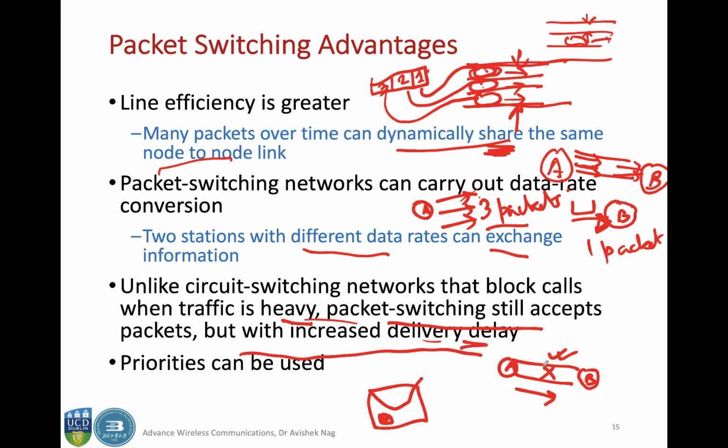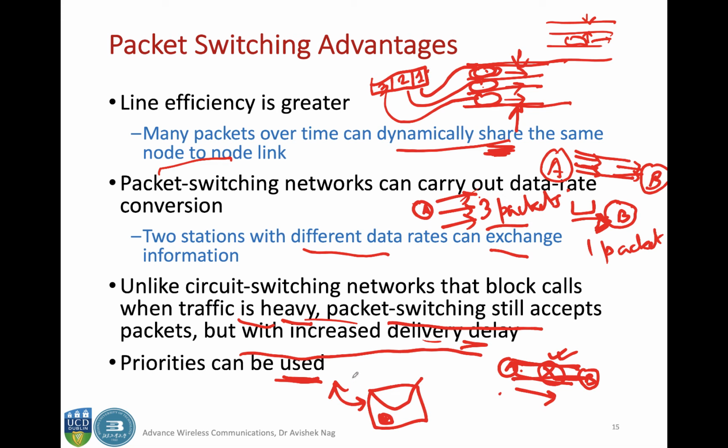But in case of circuit switching, you have established a dedicated road, and if that road is busy delivering other communications, then you cannot use this road. You have to wait until this road becomes free. So that's what is said here. Unlike circuit switching networks, which block the call when your traffic is heavy, packet switching still accepts packets but with increased delivery delay. And in packet switching, you can use priorities. Again, this is similar to the concept of the postal system as well.